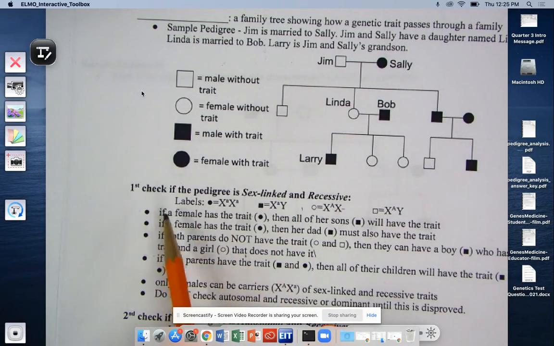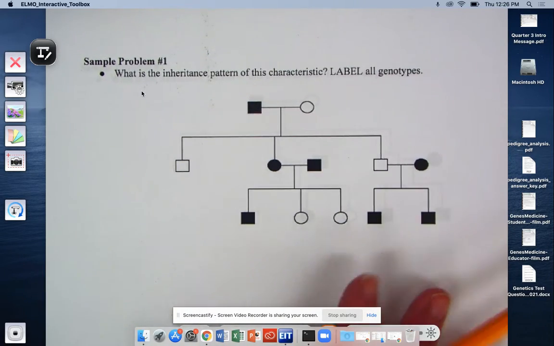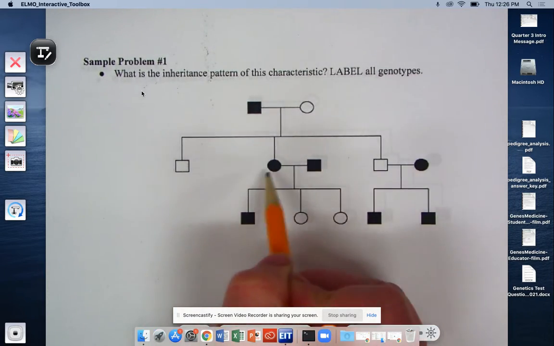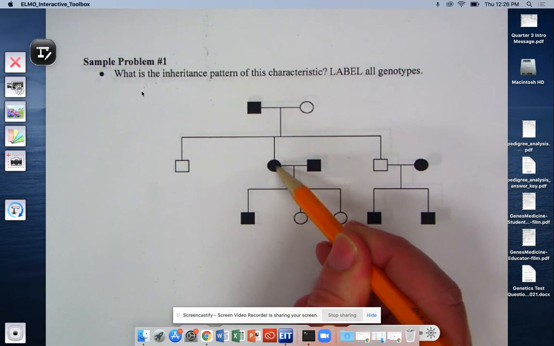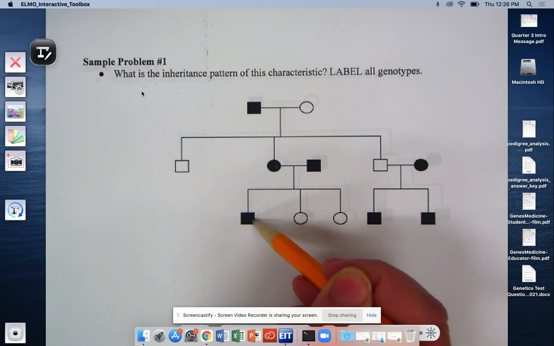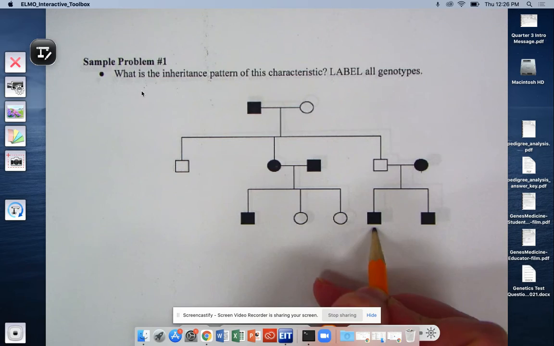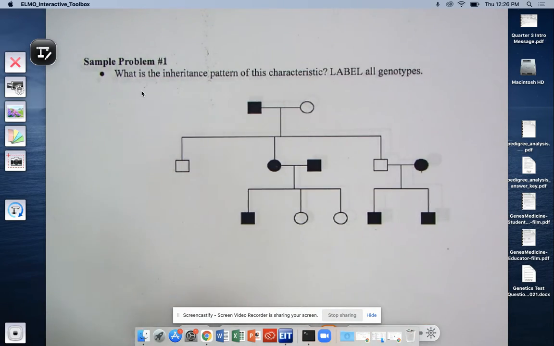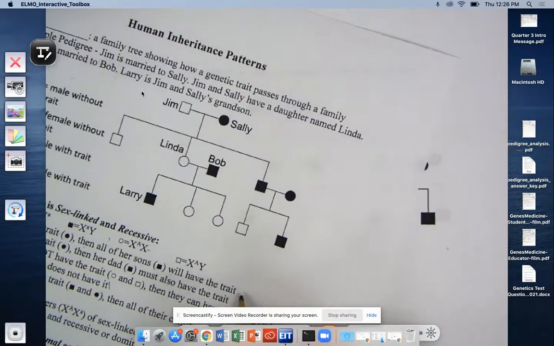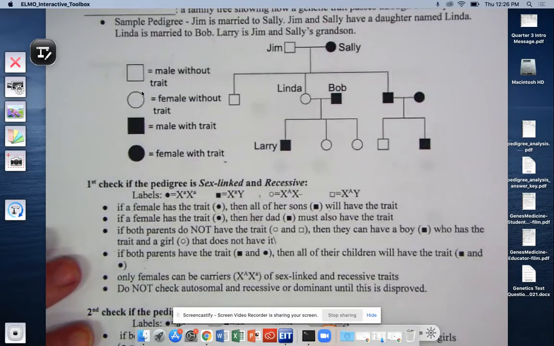So we're going to look and see if a female has the trait, then all of her sons will have the trait. So let's just look. We're looking for a female who has the trait, and do all of her sons have the trait? This one is a yes, and here's the female with the trait, and both sons have it. So basically, that's a yes. Keep going. Next one on this list.